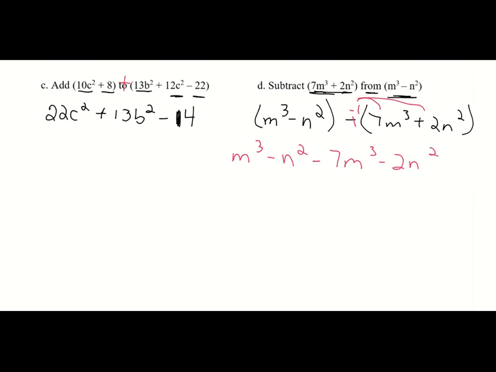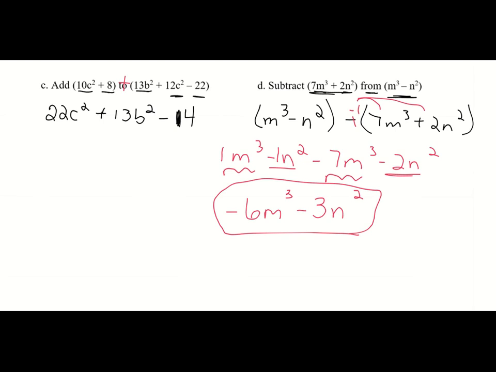Now that we've distributed that negative, all we need to do is combine like terms. So we have m cubed and negative 7m cubed. So remember there's a 1 there. 1 minus 7m cubed will make it negative 6m cubed. And then we have negative 1n squared and negative 2n squared. So negative 1 minus 2 will make it a negative 3n squared. And that is our final answer because these are not the same variables. We can't combine them. They're not like terms.